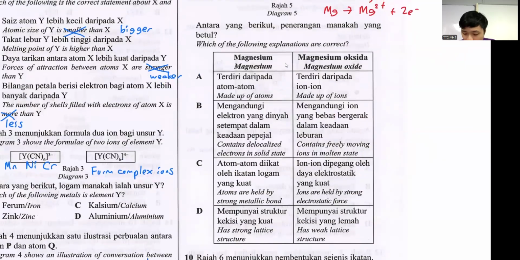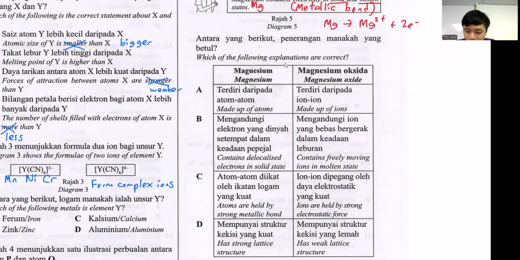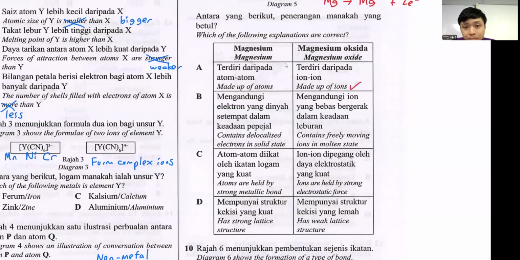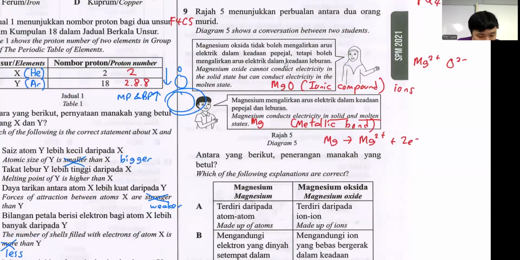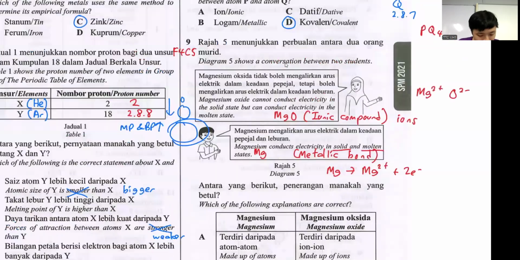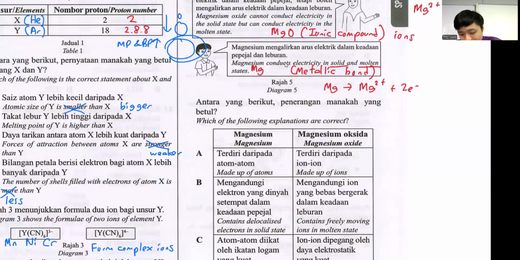So then what you can say, magnesium and magnesium oxide are made up by ions, which is correct. But in this case, A and B: A is correct, but A for this one is wrong because you cannot just say made up of atoms.